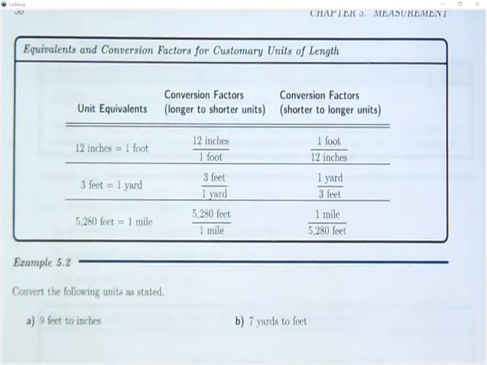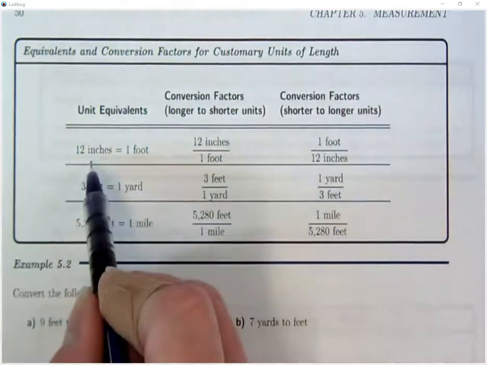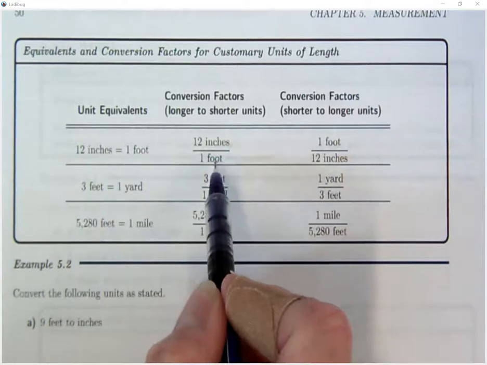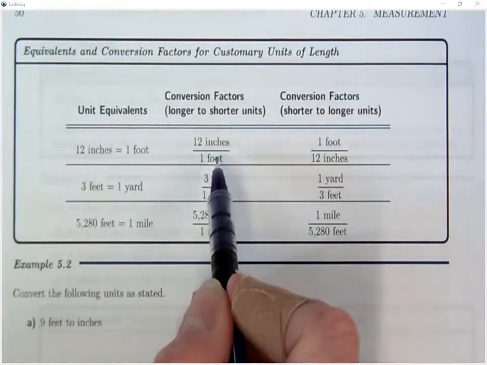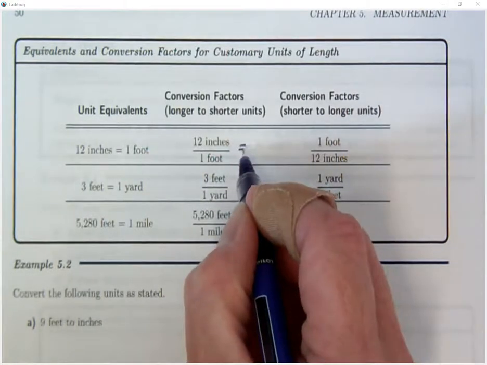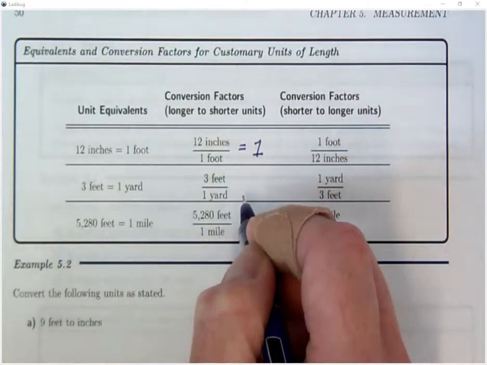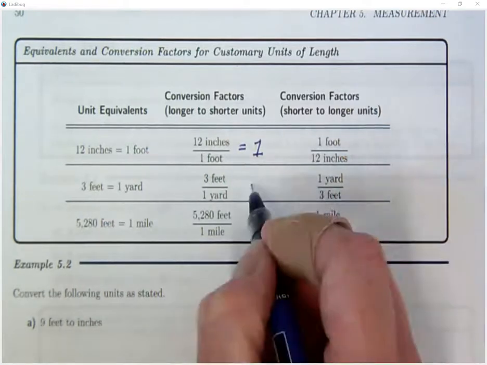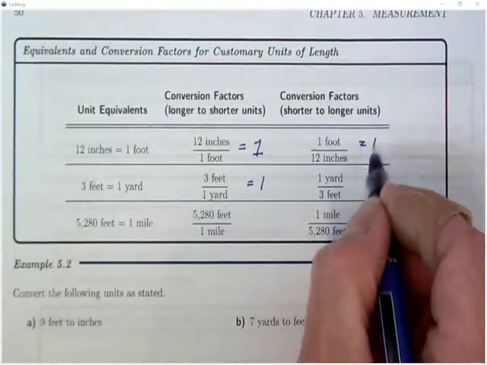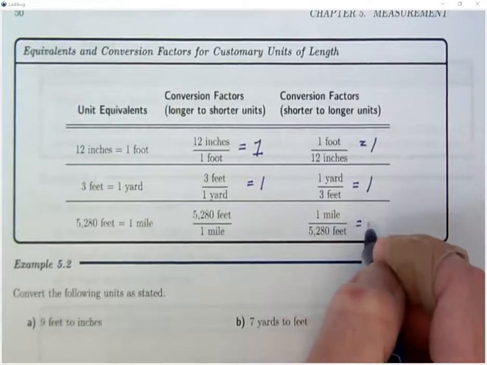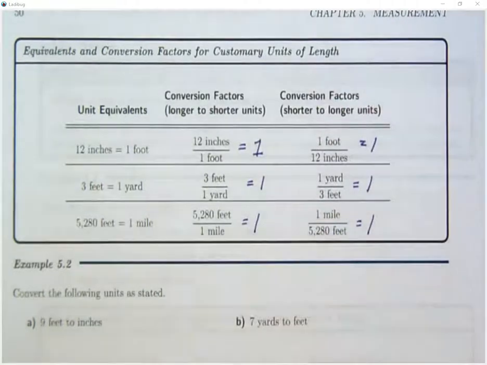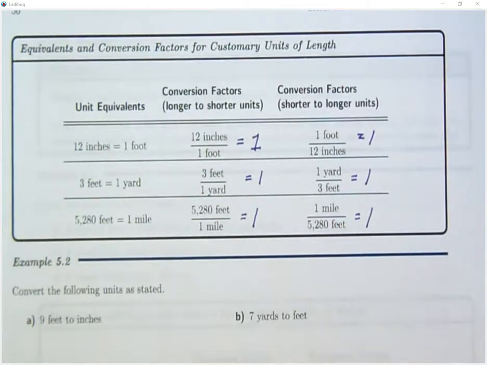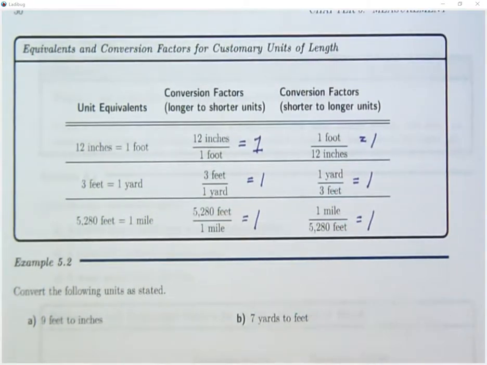These are unit conversions. So we have 12 inches, it equals 1 foot. So if that is true, then anything over itself, if they're equivalent, will equal 1. So all of these are equivalent to 1. So I can take anything and multiply by 1 in the form of these unit fractions. This is called dimensional analysis. You may have done this before.